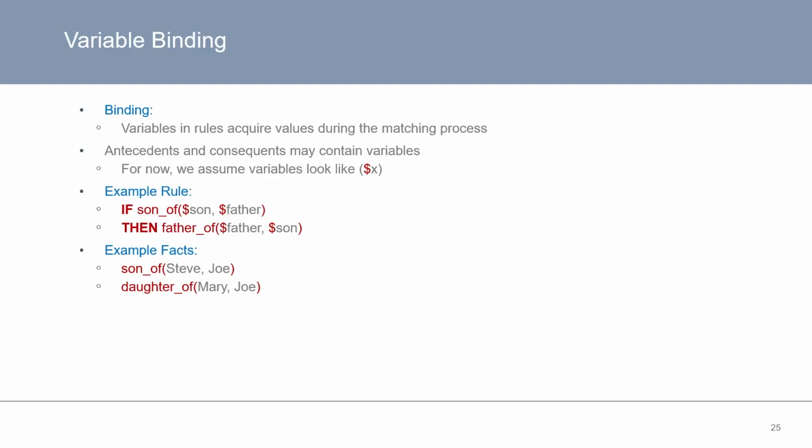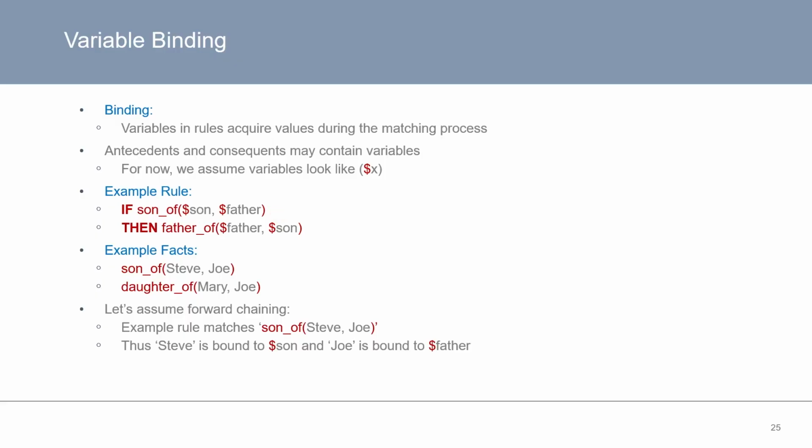Again, let's go back to our earlier example rules and facts, where we have if son of $son, $father, then father of $father, $son. And also let's say that these facts already exist in our knowledge base. Let's also assume that we're doing forwards chaining, which will look at any facts that match any of the ifs in our rule base. And in this case, we have son of Steve Joe matches if son of $son, $father.